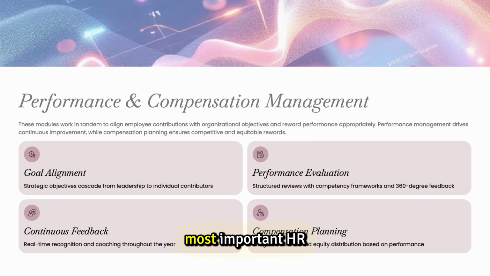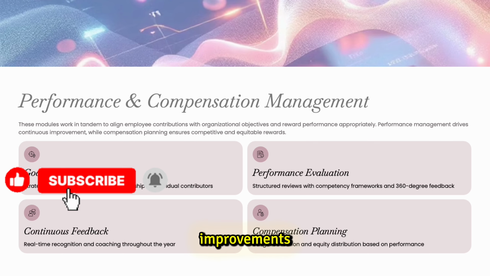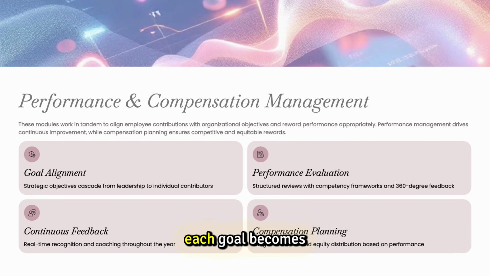Performance management is one of the most important HR processes inside any organization. Companies must ensure that employees are not only working, but working toward the right goals. The Performance and Goals module allows organizations to define strategic objectives and align employee activities with those objectives. At the beginning of a performance cycle, managers and employees work together to define goals. These goals may relate to revenue targets, project milestones, operational improvements, or leadership development. Each goal becomes part of the employee's performance plan.